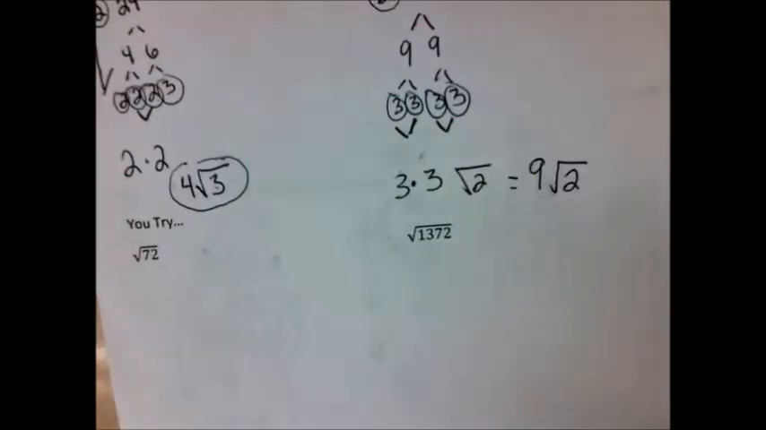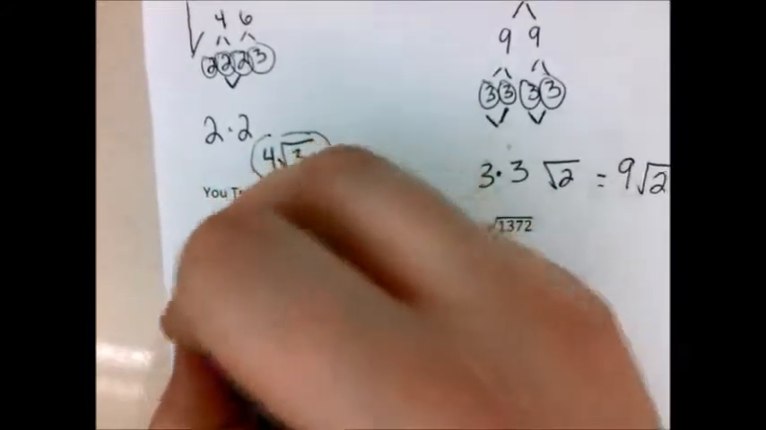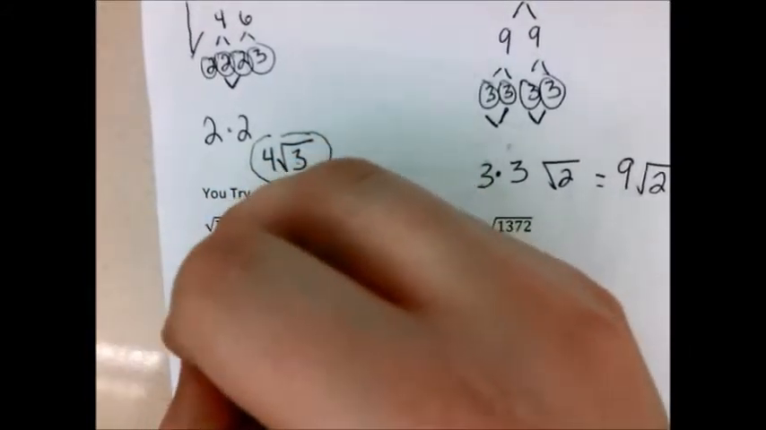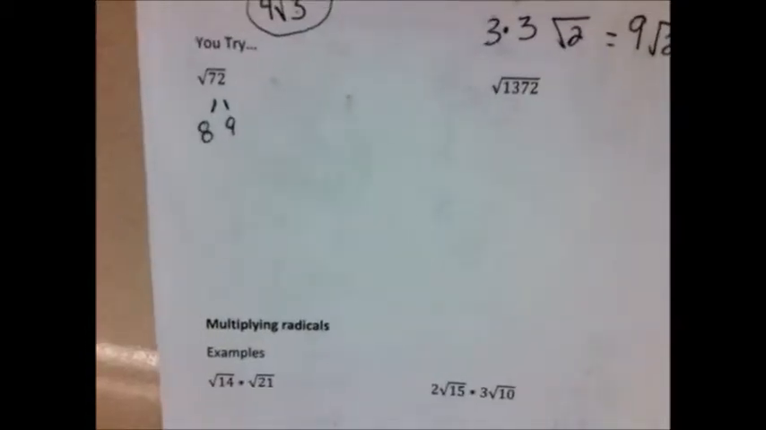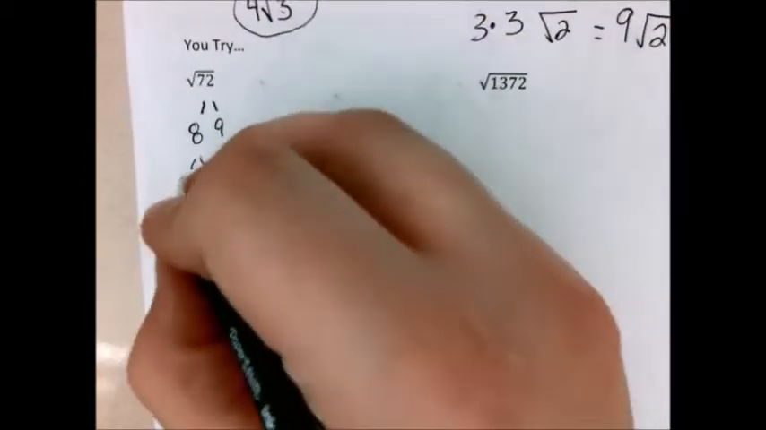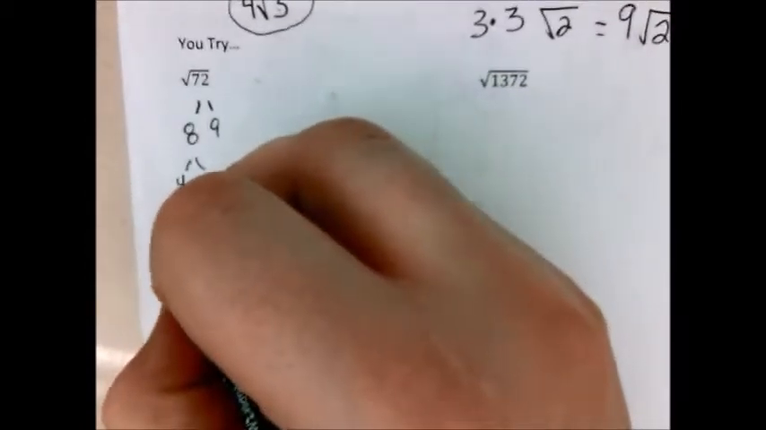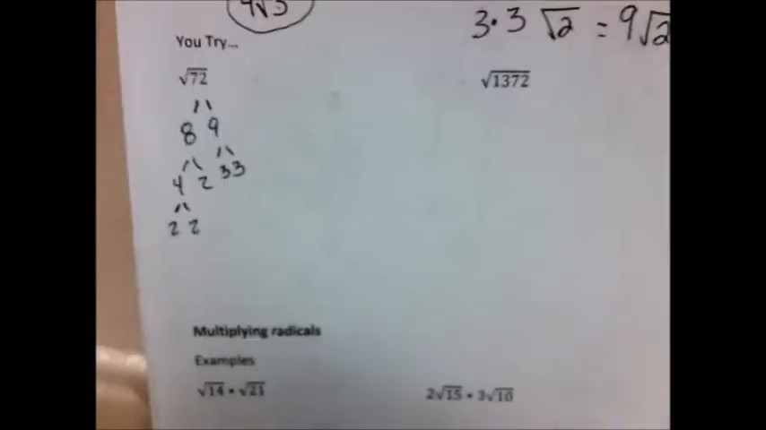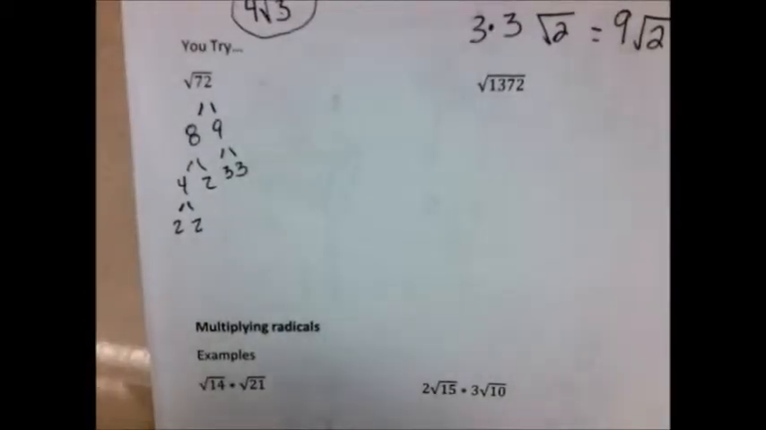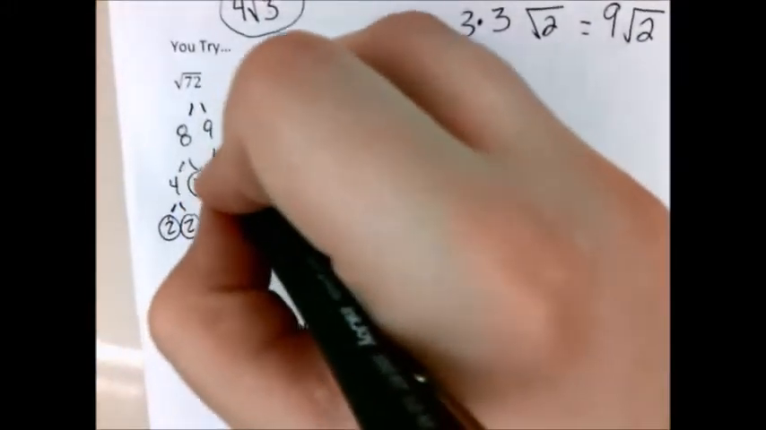Okay. 72. Alright, so I'm going to use 8 and 9. 8 times 9 gives you 72. So if we break that down, 8 breaks down to 4 and 2. 4 breaks down into 2 and 2. 9 breaks down into 3 and 3. So all the things that don't have something coming off of them, we have three 2s, and two 3s.